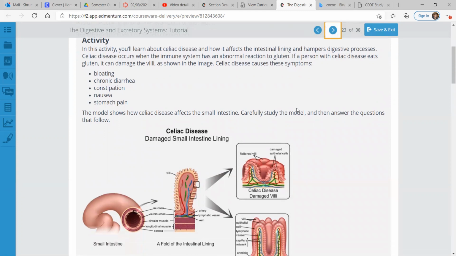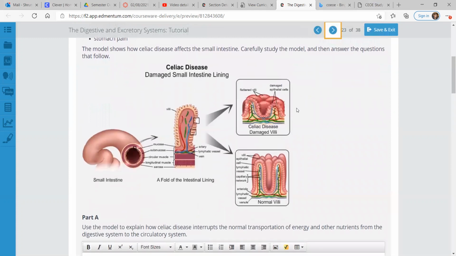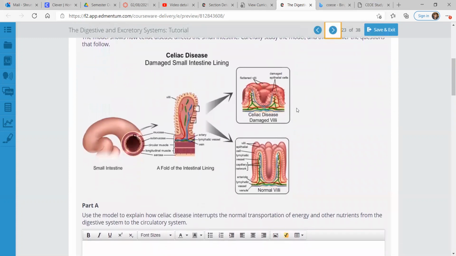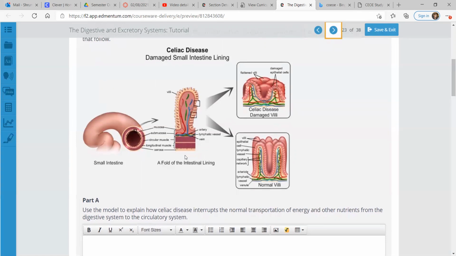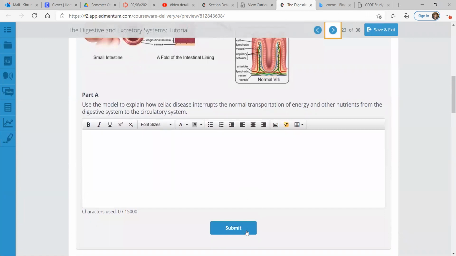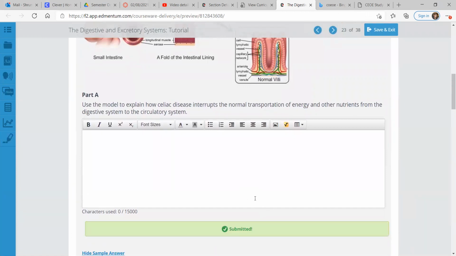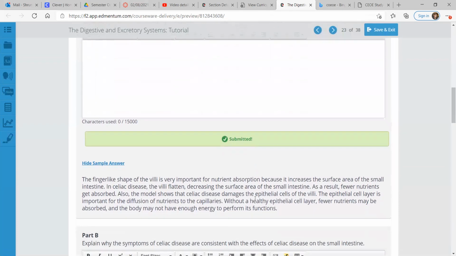And this model shows how celiac disease affects the small intestine. Normal villi, and then damaged villi through celiac disease. And then part A: use the model to explain how this interrupts the normal transportation of energy and other nutrients.